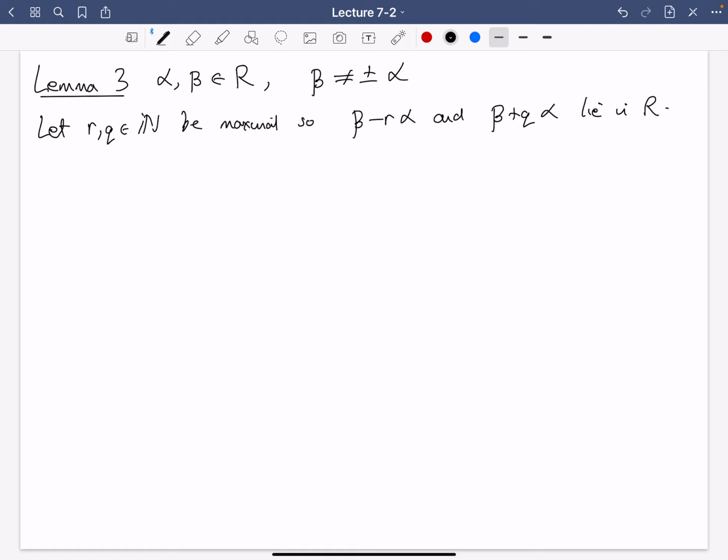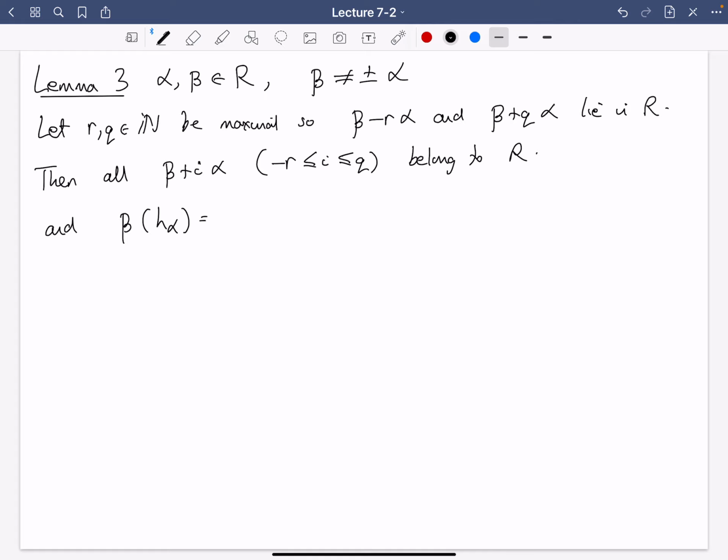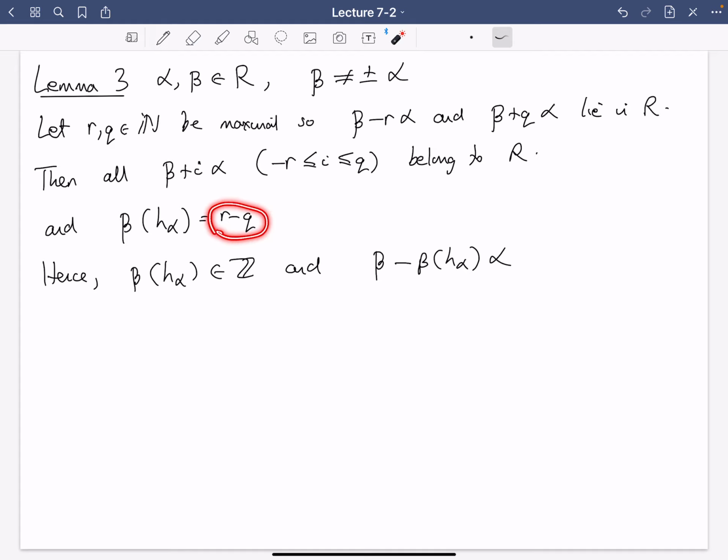They might both be 0. Usually they'll both be 0. And the lemma says that all beta plus i alpha for i between minus r and q, they all belong to R. So we have this complete string from this bottom one to the top one. Everything in between belongs to R. And beta of H alpha is r minus q. Hence, beta of H alpha is an integer, and actually beta minus this funny number, beta of H alpha times alpha, well, because that's r minus q, it's easy to see that this is just one of these beta plus i alphas in here, so this actually belongs to R.